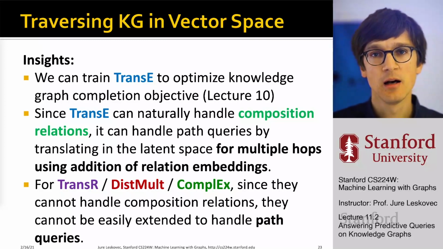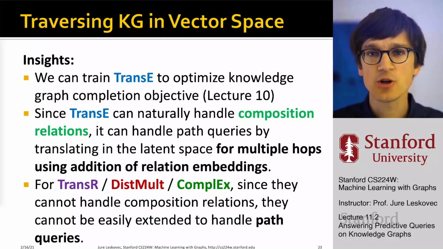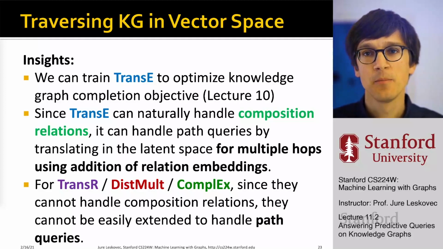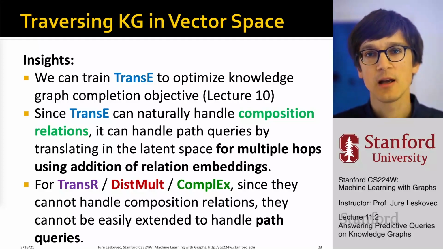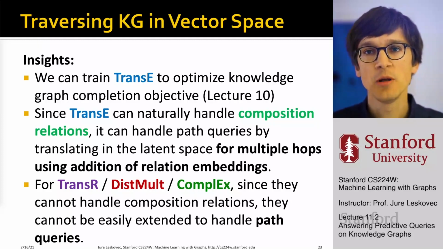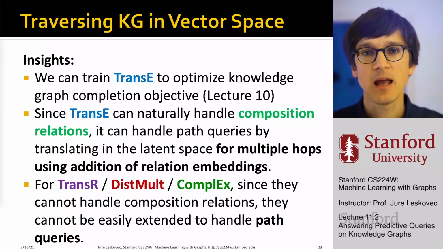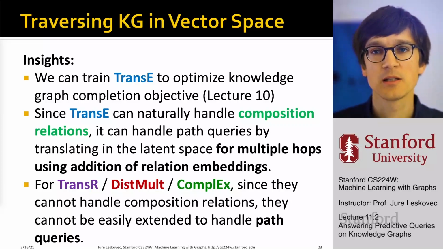Basically, we can learn TransE by learning the entity embeddings as well as the vectors R. And because TransE can naturally handle composition relations, right? Last week we were discussing different properties of these graph completion methods, and we talked about how TransE has this compositional property where you can chain multiple relations one after the other. And this really allows TransE to answer path-based queries.